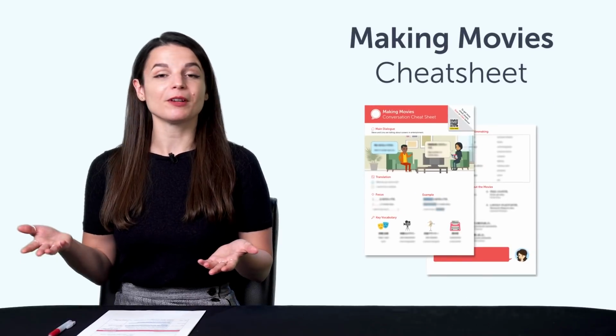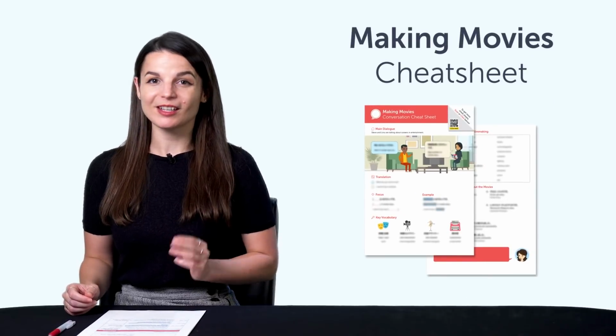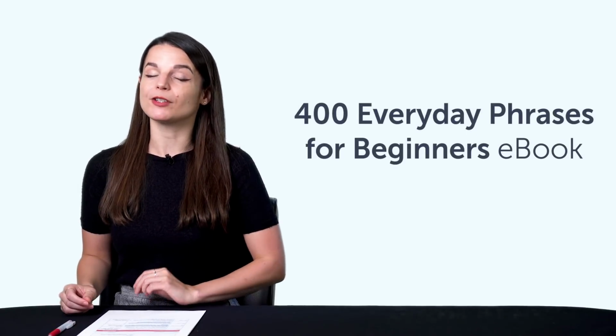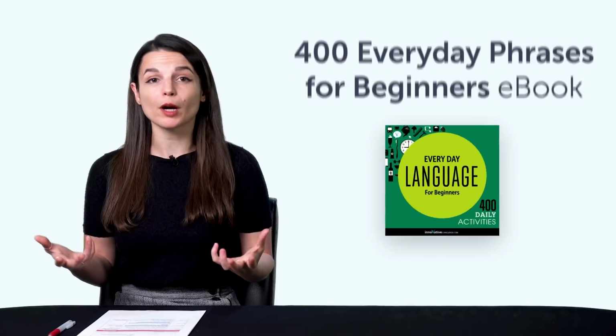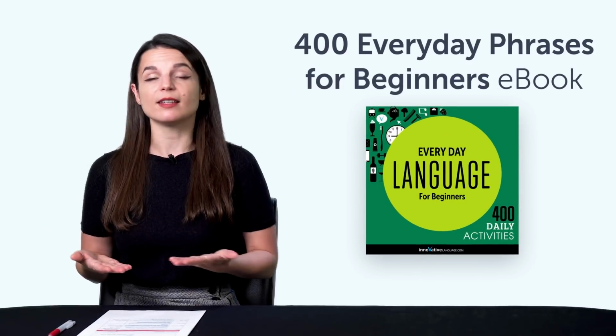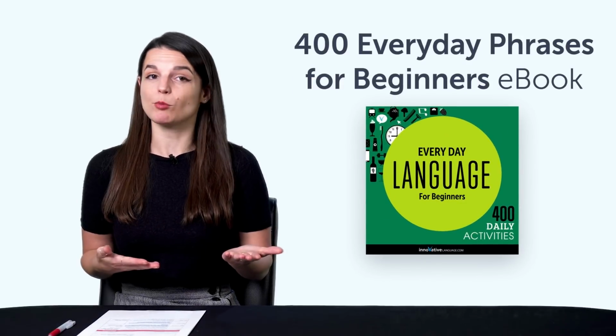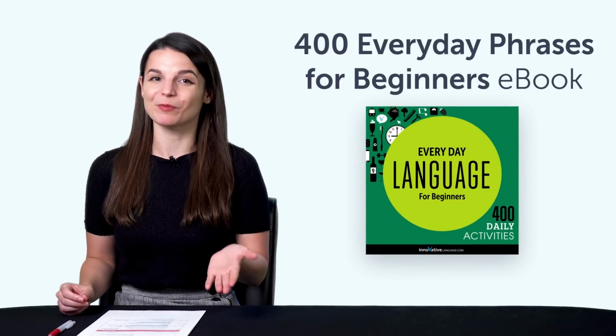But first, here are this month's new lessons and resources. Be sure to download these now before we take them down in a few days. First, the Making Movies Conversation Cheat Sheet. With this new cheat sheet, you'll learn words like actor, screenwriter, director, and much more. Download it for free on the inside. Second, the 400 Everyday Phrases for Beginners ebook. This bonus ebook will teach you over 400 words and phrases related to daily activities like waking up, making breakfast, going to work or school, and more.